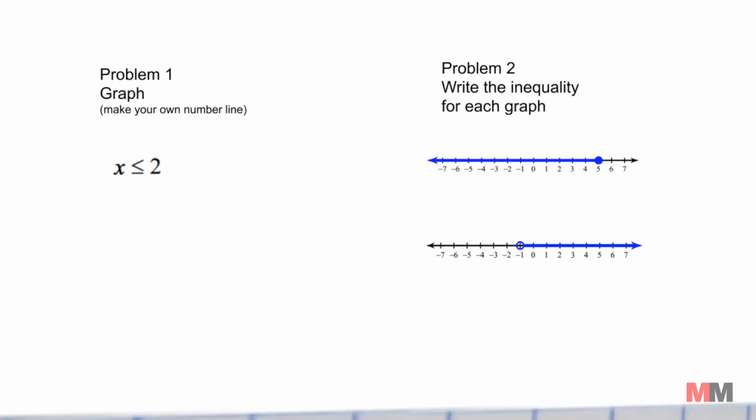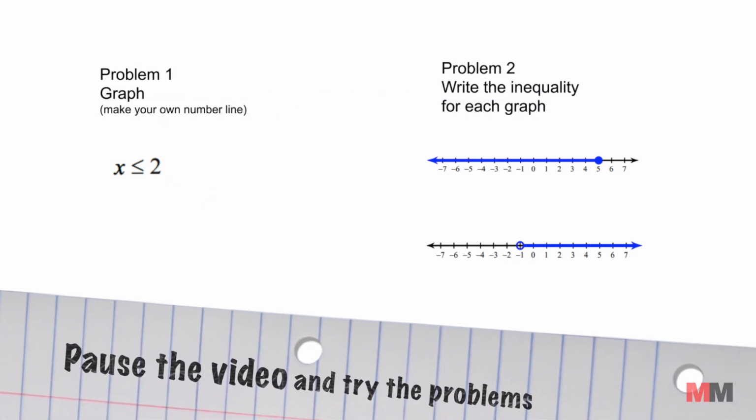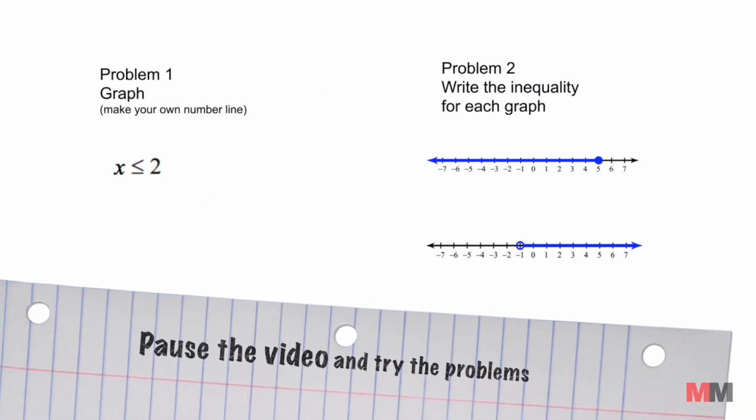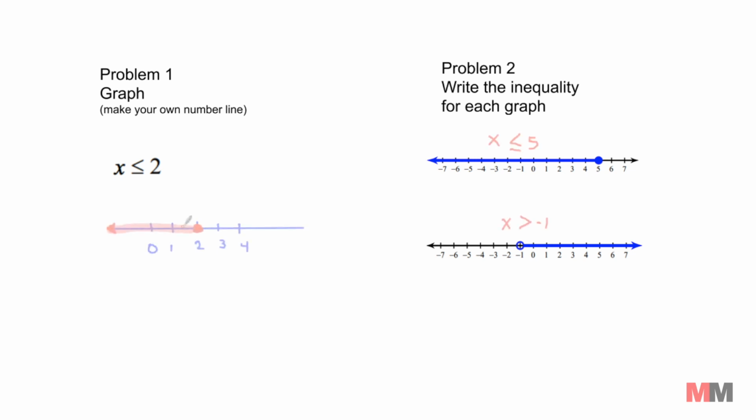I want you guys to try this problem on your own. For problem 1, draw your own number line. See if you got that right. You're graphing it. And for problem 2, vice versa, you're writing the inequality. Just pause the video when you're done, unpause it, and check your answers.